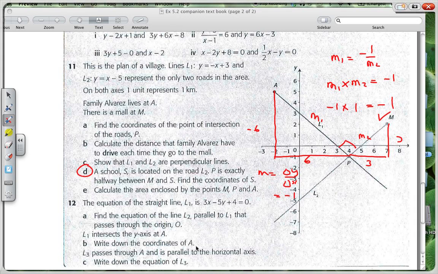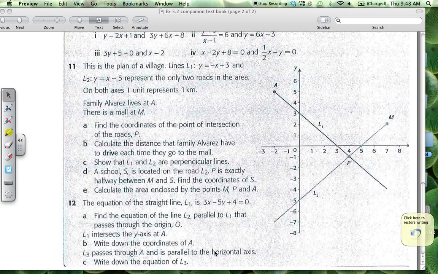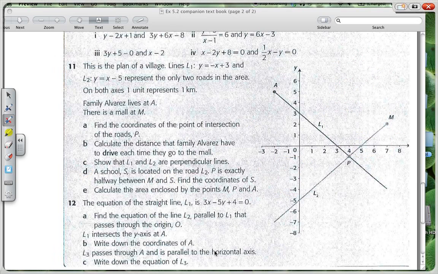For question D, a school S is located on L2. P is exactly halfway between M and S. Find the coordinates of S. Alright, so we've got a school S is located on L2, and this P is exactly halfway between M and S. So the school is somewhere here, somewhere there, and this distance from there to there is actually exactly half.